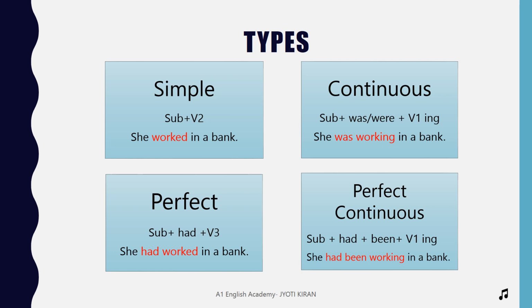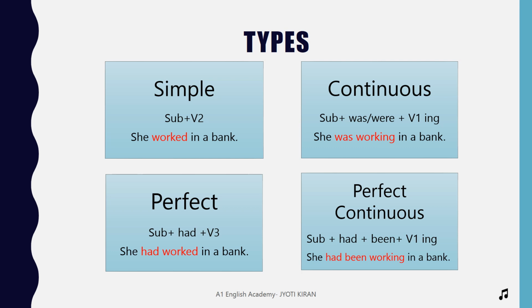The very first, simple past tense, is used to describe a completed activity, an activity that started in the past and ended in the past. Here we use the second form of verb with the subject. See the example. She worked in a bank. So worked is the second form of work.